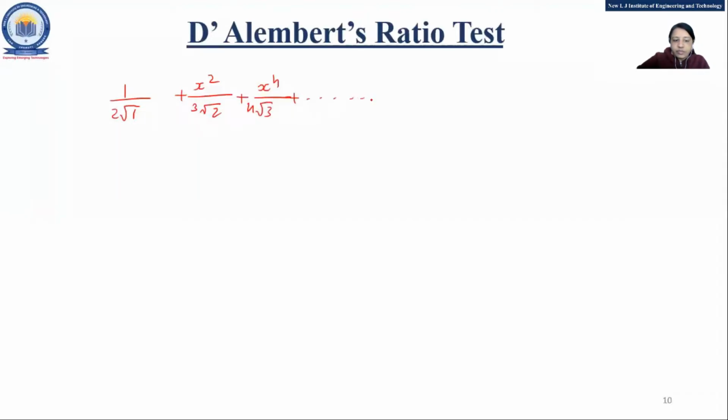So just first find out the general form. I want to write down the nth term, that is un. So what should be there? Un: 1 upon 2 root 1, x square upon 3 root 2. That means x term is supposed to be there, right? Here there is x raised to 0. So you can see that the power is 0, 2, 4 in terms of that.